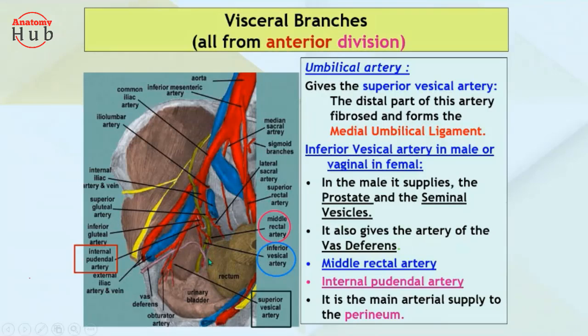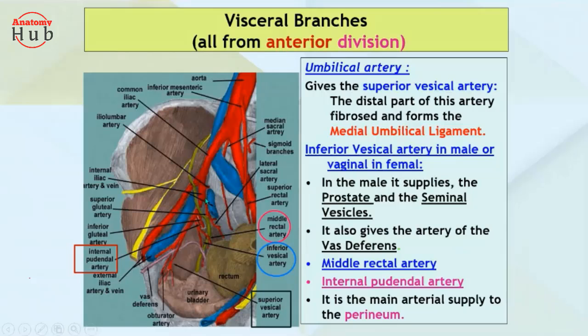and to the anal triangle, the ischiorectal fossa. So if you have any doubt with ischiorectal fossa, anal triangle, or urogenital diaphragm, then you just message me on WhatsApp. I will take that class.